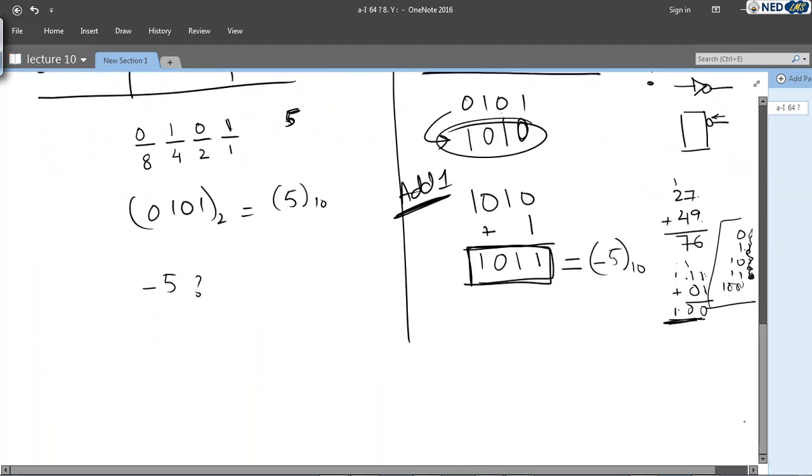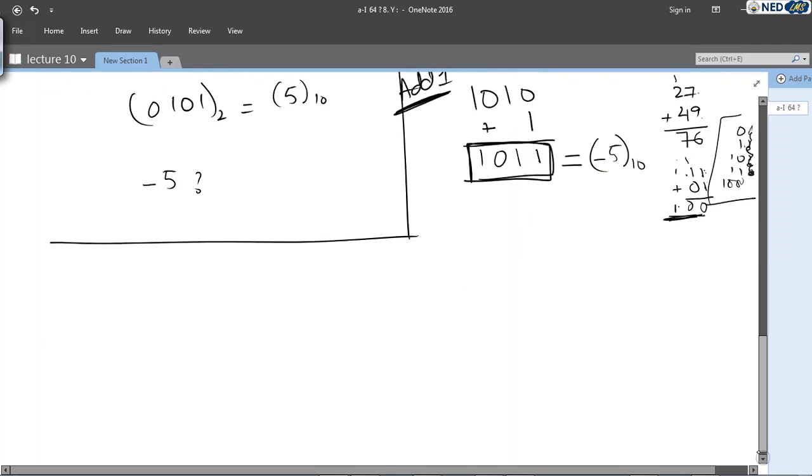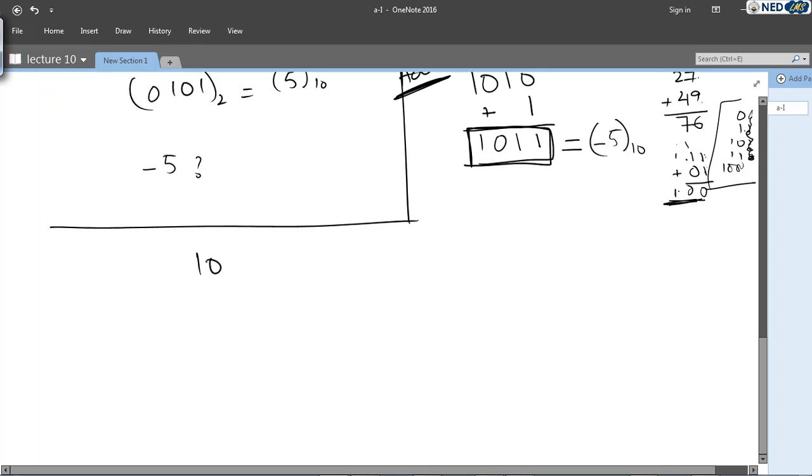Let me write it down, this number. I'm saying that a little bit more. This number is minus 5. The first thing I need to see is that this bit is 1. That means it's a negative number. In 2's complement we have a sign magnitude format.